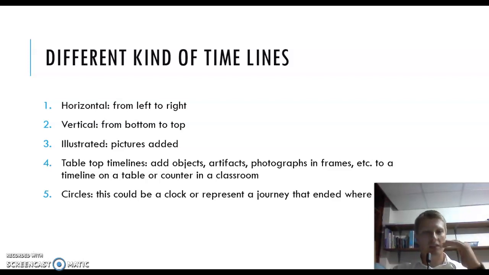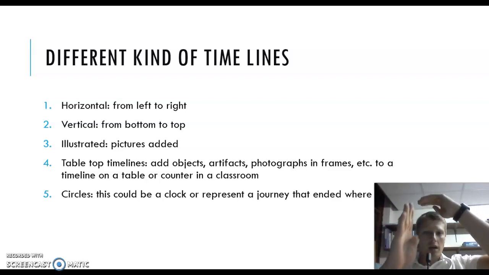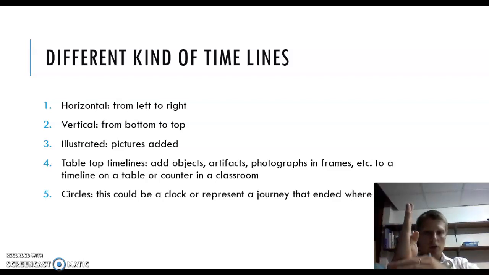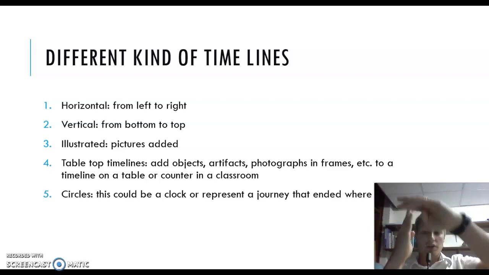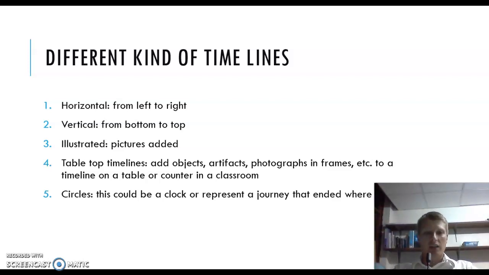Vertical timeline would be instead of it being from left to right, it would be top to bottom. So vertical is up and down. So we start from the bottom and we go to the top. So first thing, second thing, third, you're building a ladder. The next one could be pictures, right? You can add pictures illustrated through the events, it almost might look like a cartoon or something like that.